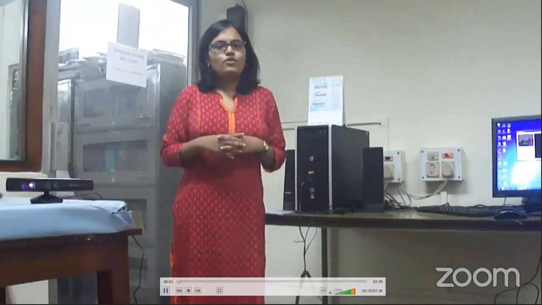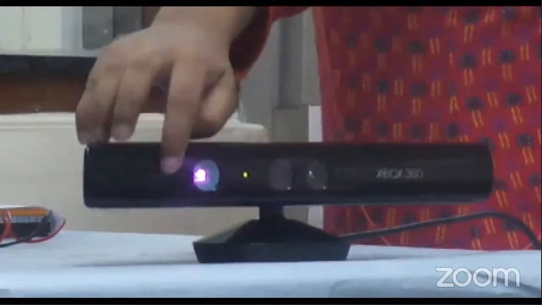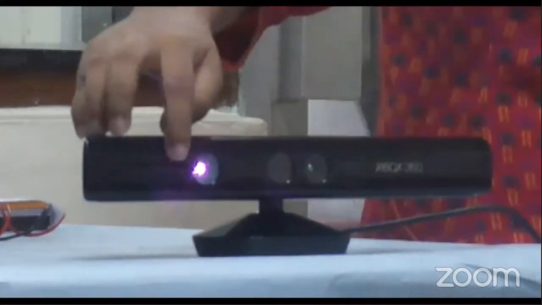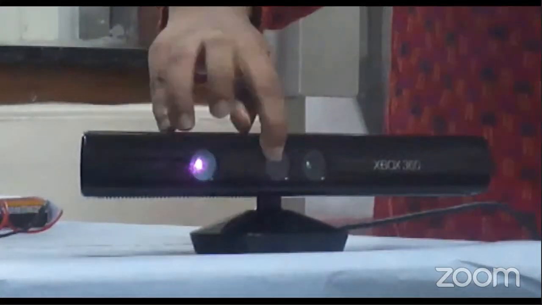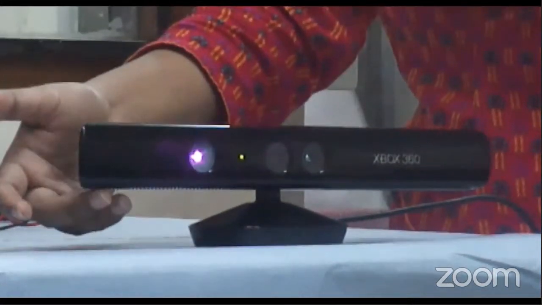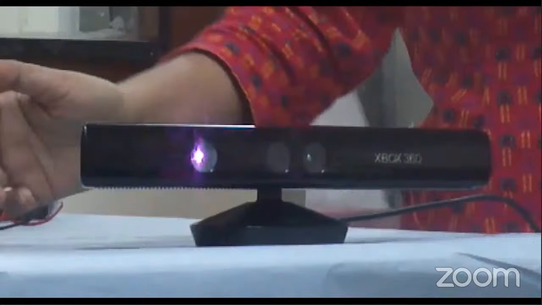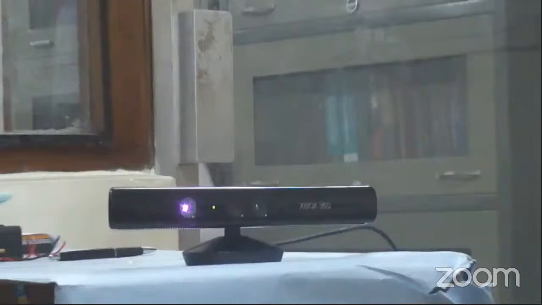Hello everyone, I am Sharma. Is it audible? Today I am going to demonstrate the working principle of the Microsoft Kinect sensor. This device has an IR emitter, an IR detector, an 8-bit VGA resolution RGB camera, and also a multi-array microphone. The name Kinect has been derived from the word kinematics, as it can sense the human being in dynamic condition.